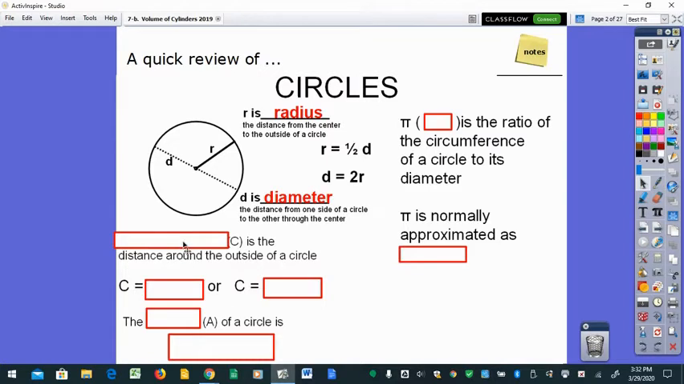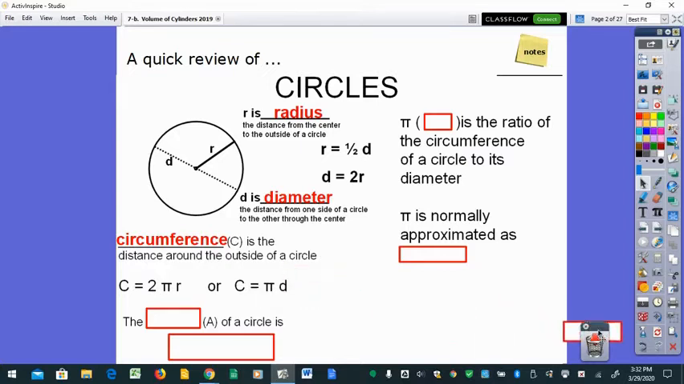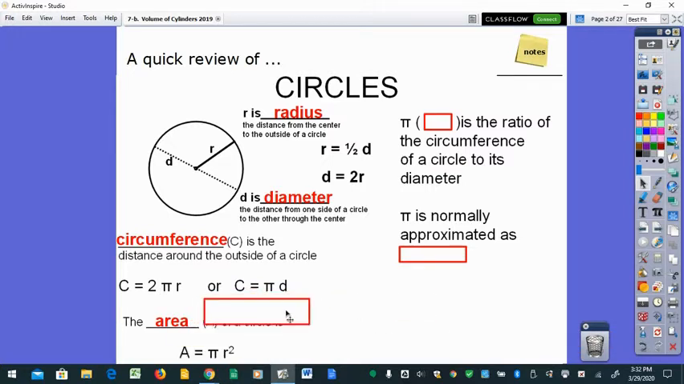We also talked about the distance around the circle being the circumference, and that's with a capital C, and you can take twice the radius times pi, or we were referring to it as the diameter times pi. It's just a little bit shorter. We also talked about the area of a circle being pi r squared. So that was all done in our last lesson, our last worksheet.